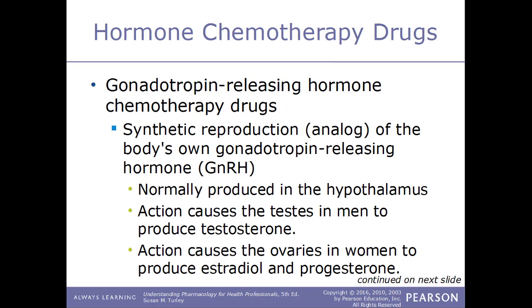Another example of hormone chemotherapy drugs are the gonadotropin-releasing hormone chemotherapy drugs. Now this is a synthetic reproduction of the body's own GnRH, gonadotropin-releasing hormone. So this is an analog of GnRH. Now normally this is produced in the hypothalamus, and it would cause the testes in men to produce testosterone, and will cause the ovaries in women to produce estradiol and progesterone.